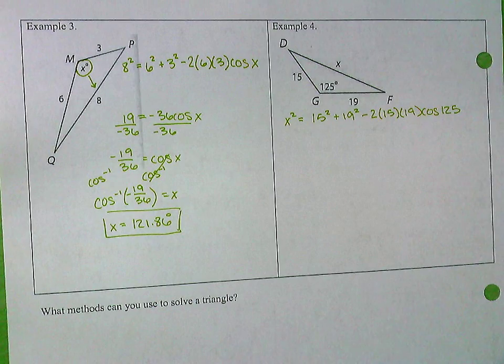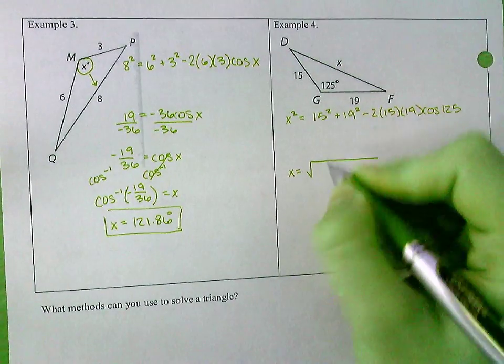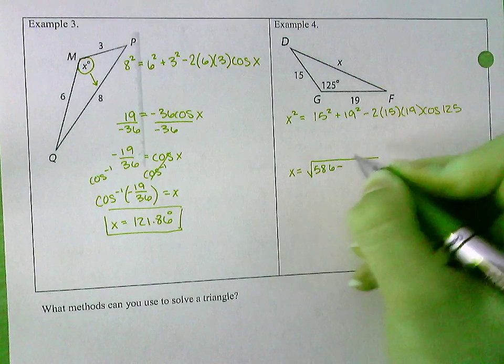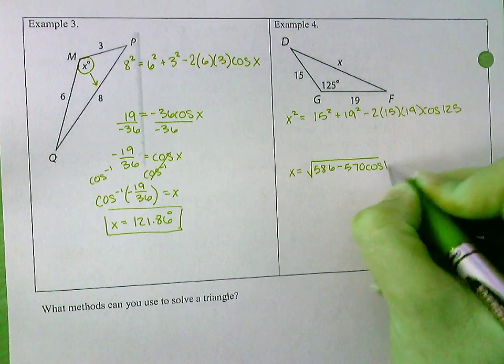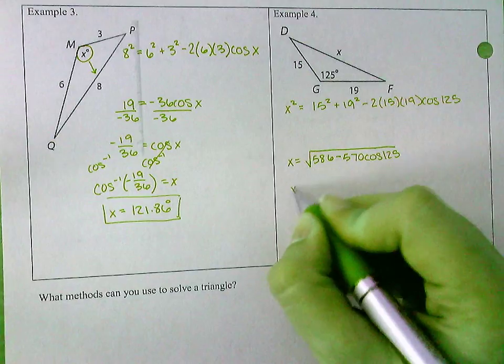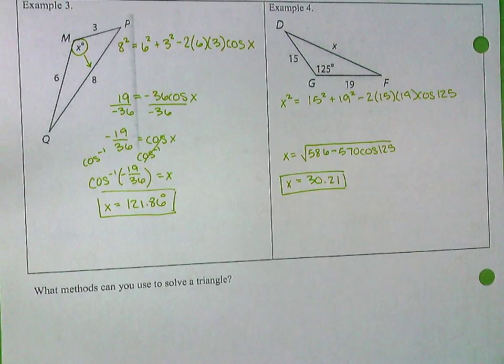All right, for example 4, this is how I set it up. Okay, you should get it down to where x is equal to the square root of 586 minus 570 cosine of 125. Okay, that should equal 30.21. Any questions on how to set this up? I think you guys are doing okay with simplifying. I'm more concerned with setting it up correctly.